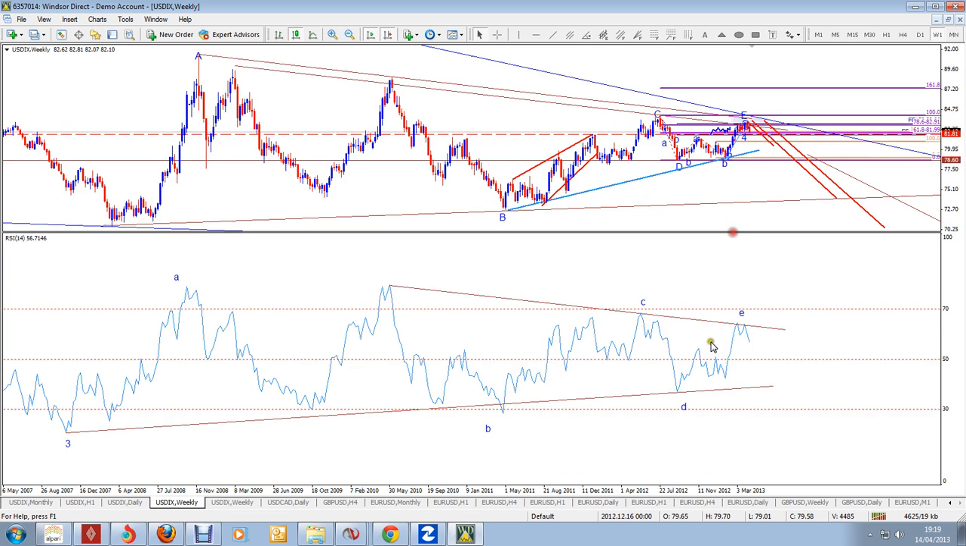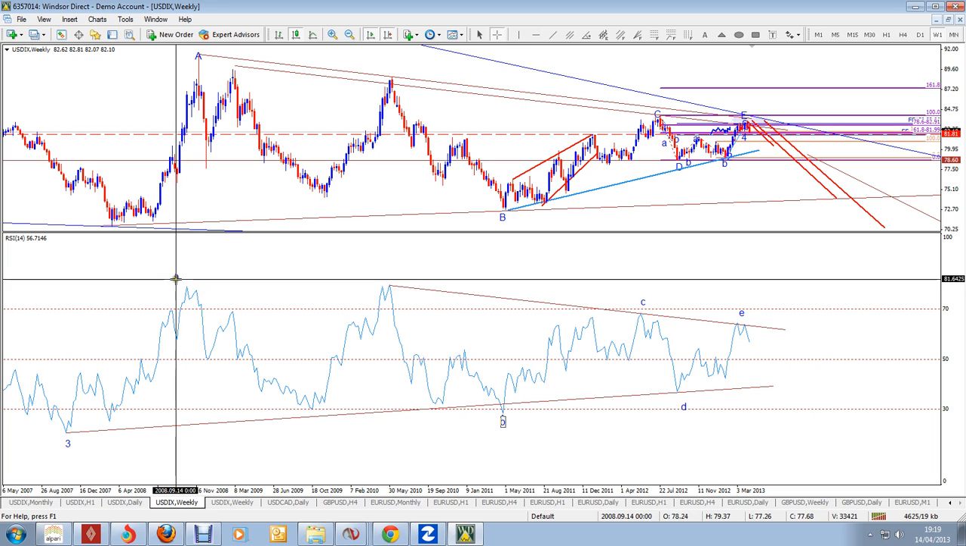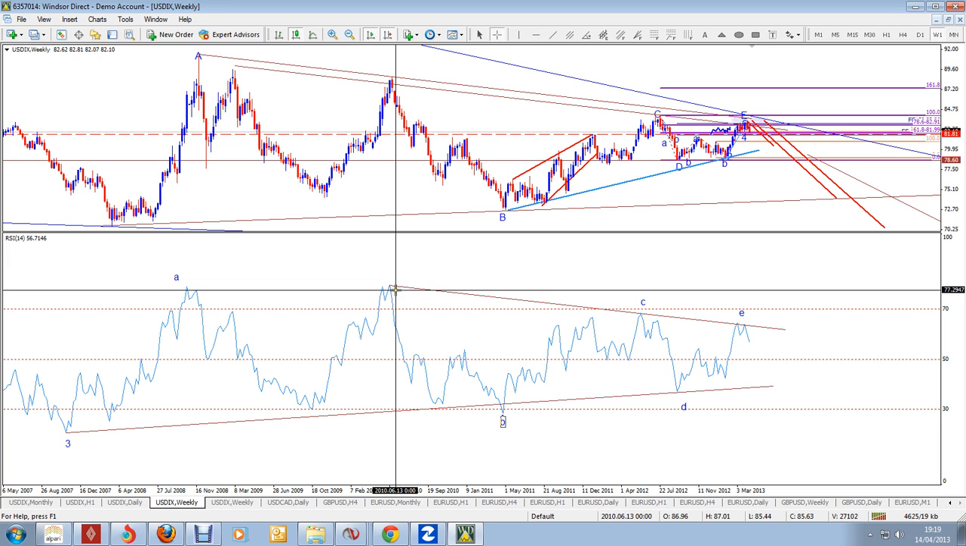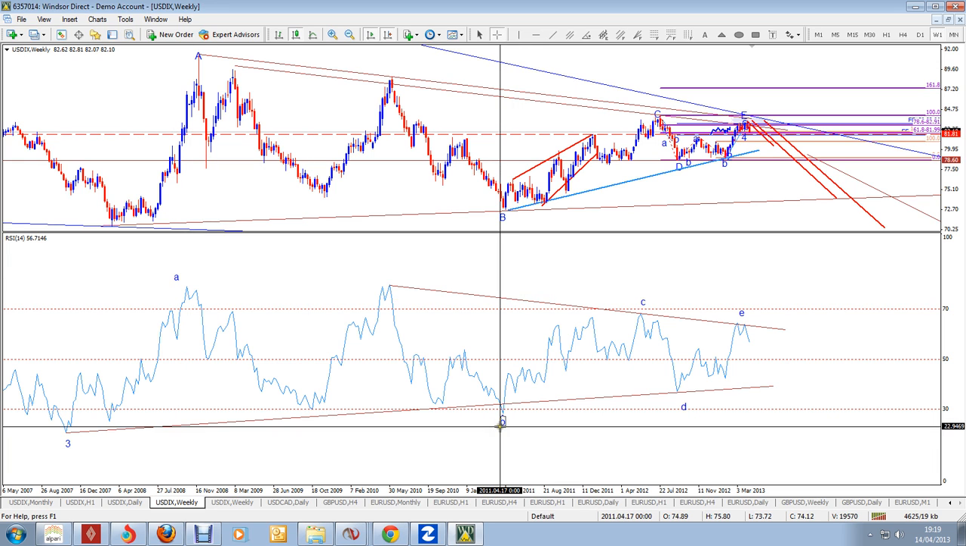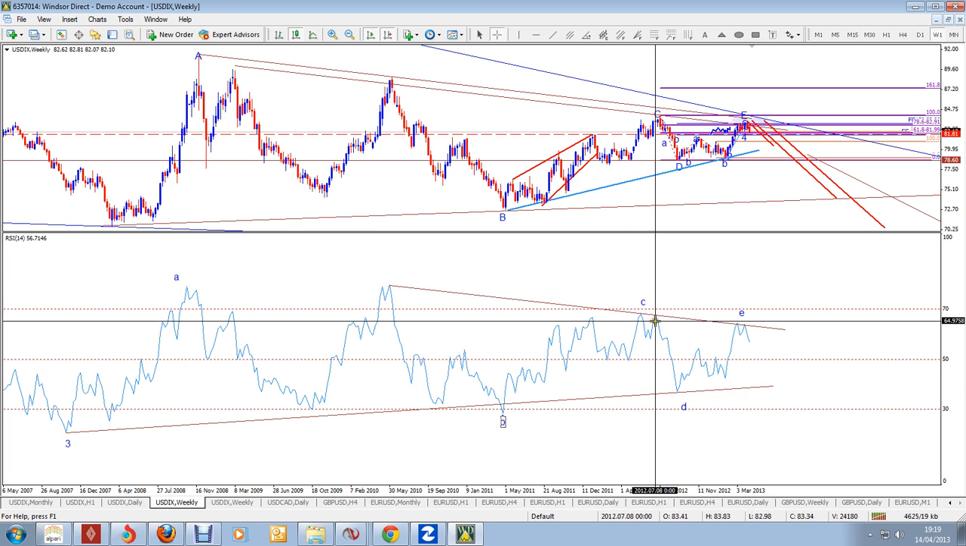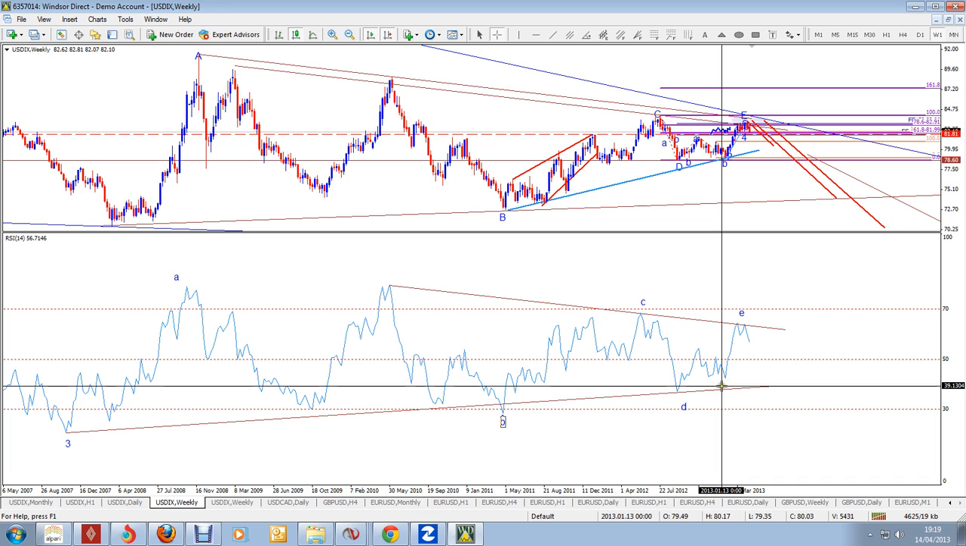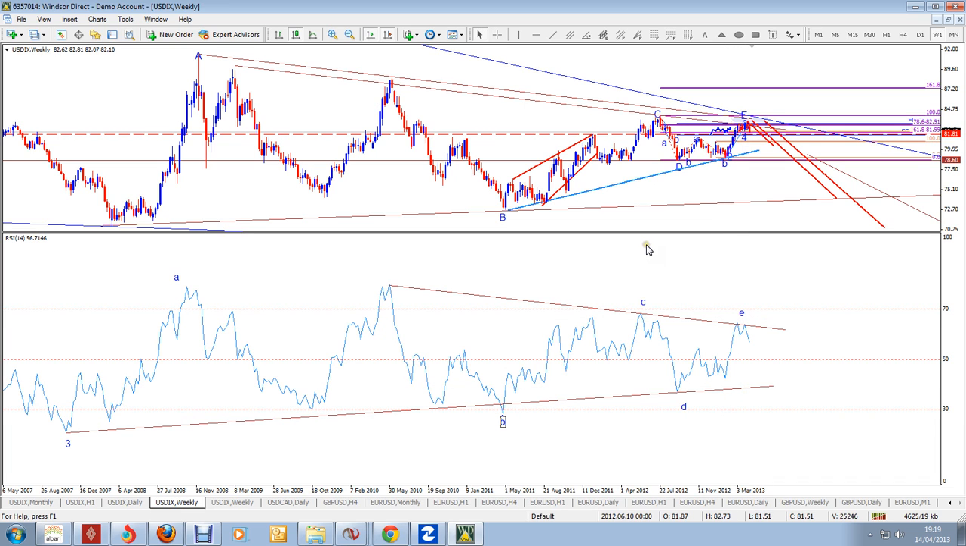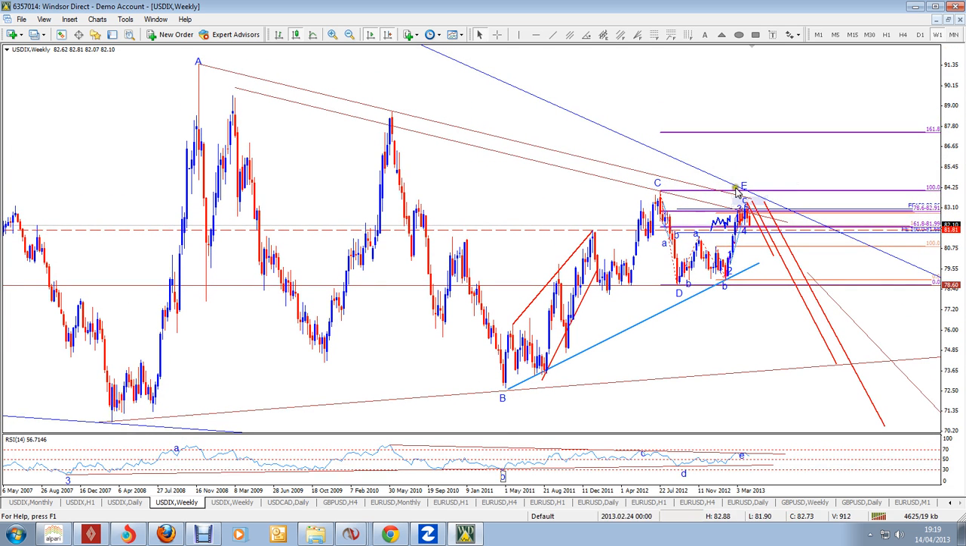Now the idea is that we need a confirmation. See, if you look at the RSI on this weekly chart, you see wave A, then A, B and C to give us wave B, A, B and C to give us C, A, B and C to give us D, A, B and C to give us wave E. So you can see that triangle quite clearly on the RSI on a weekly chart. So we should be finishing here.